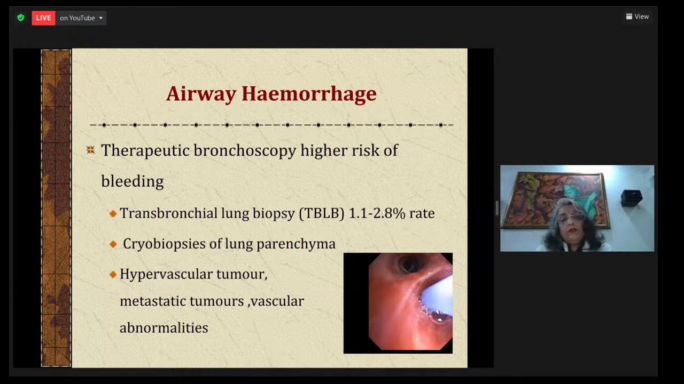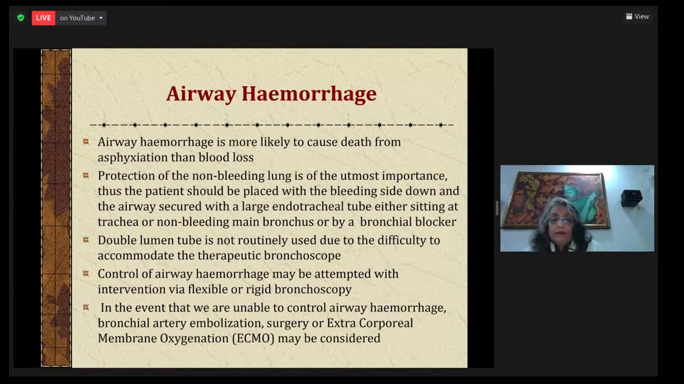Airway hemorrhage most likely causes death by asphyxiation rather than by blood loss. We need to protect the non-bleeding lung, so the patient should be placed bleeding side down and the airway secured with a large endotracheal tube, either in the trachea or in the bronchus which is not bleeding, or even a bronchial blocker can be used. We do not use a double lumen tube routinely because, due to the small lumen of the tube, we cannot pass the therapeutic bronchoscope through it. A double lumen tube can only be used if we are unable to control the hemorrhage and we plan to take up the patient for surgery.